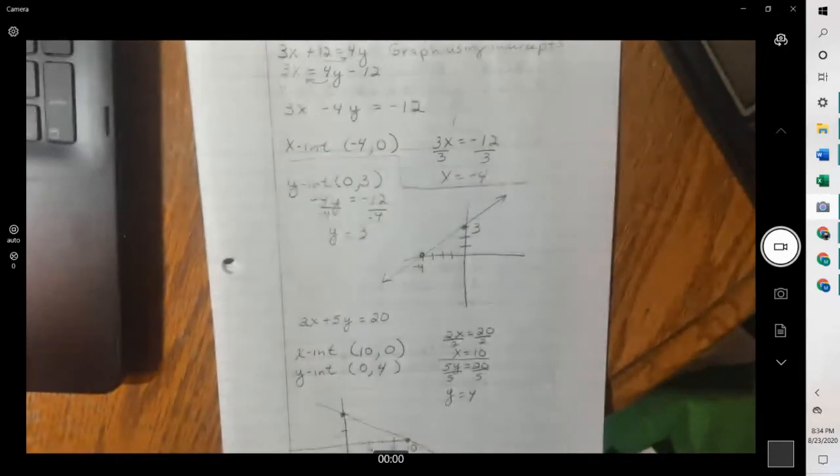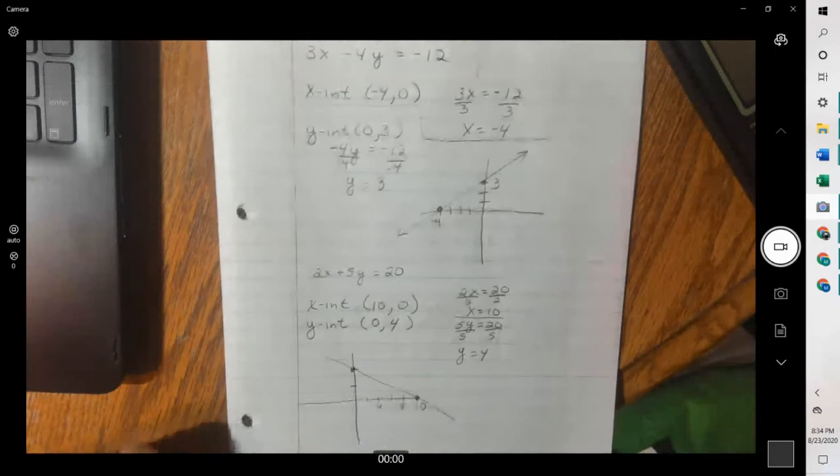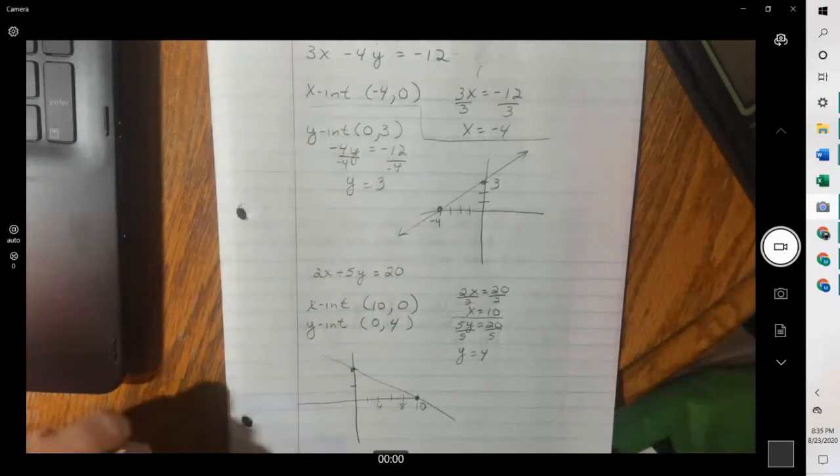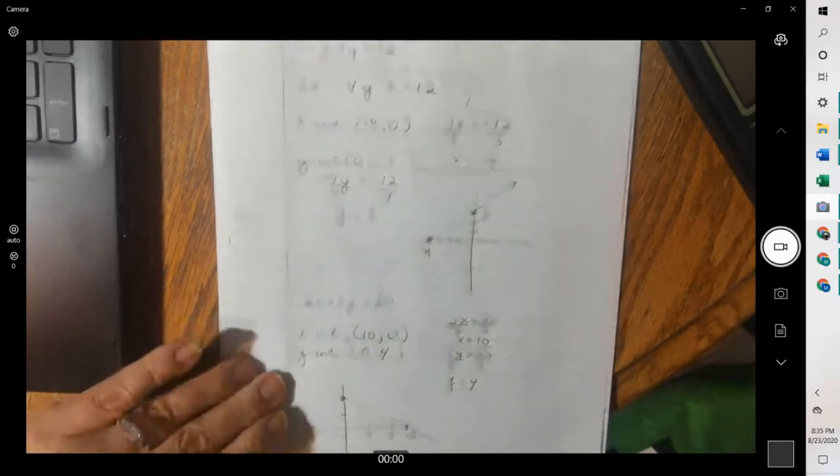So it's just another way of drawing. You could solve for y and also do it, but this is nice because in some of the stuff in business, we need to know where it hits the x and the y axis. So a lot of times we will find the intercepts.